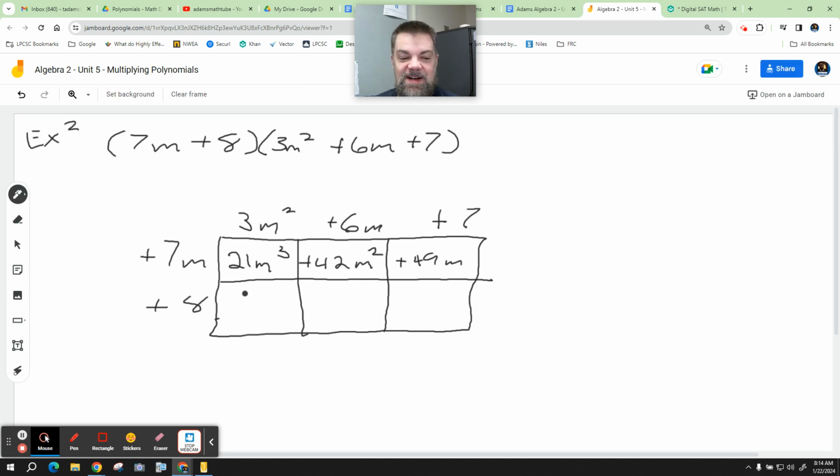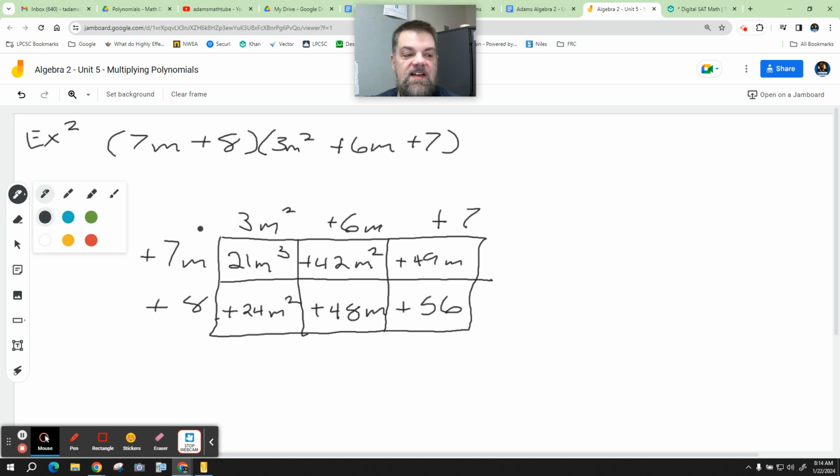8 times 3m. What's 8 times 3? Positive 24, right? Then we tack on our m squared. 8 times 6 is a positive 48. Tack on the m. And then 8 times positive 7 is a positive 56.